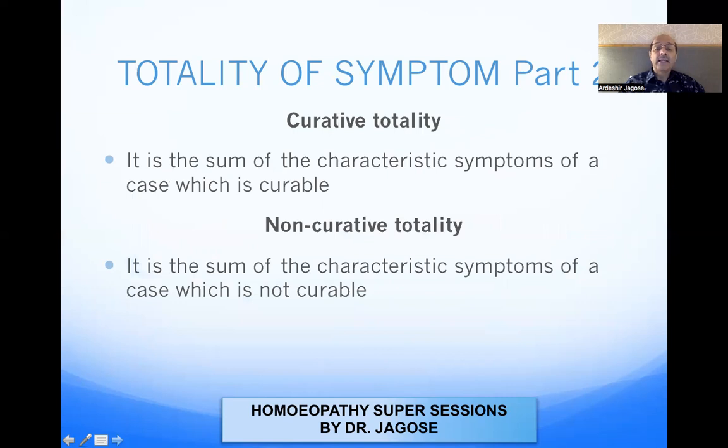Curative totality is a sum of the characteristic symptoms of a case which is curable. So naturally, when the case comes to you, if it is curable, whatever totality we have taken by means of the characteristic symptoms forms the curative totality. And the non-curative totality is a sum of the characteristic symptoms of a case which is not curable. Similarly, if an advanced pathological case comes to you, naturally, you will not be able to cure it. So whatever totality we are taking, it is the non-curative totality.